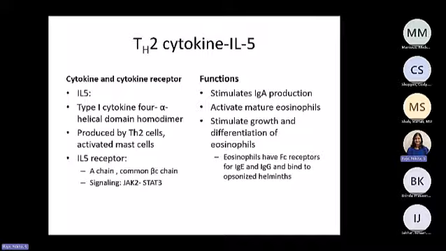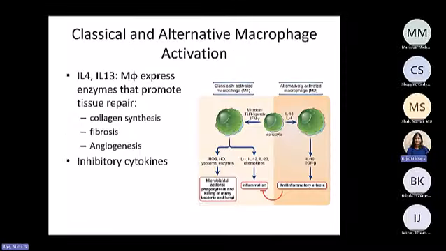Eosinophils have Fc receptors for IgE and IgG, so that they can bind to the opsonized helminths, the helminths that are opsonized by these antibodies. Then they come along and bind to the Fc receptors on the eosinophils, and then the eosinophils can release the chemicals needed.